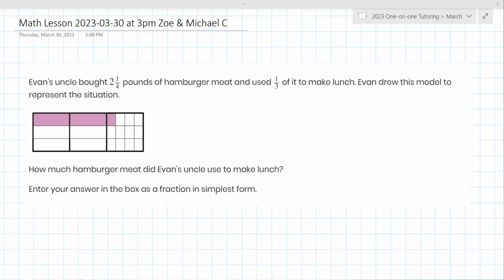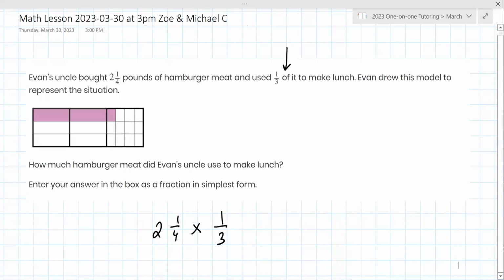Evan's uncle bought 2¼ pounds of hamburger meat and used 1/3 of it to make lunch. Okay, so what we talked about before, what math operation is "of"? That's multiplying. So we're going to take 2¼ and multiply it by 1/3.